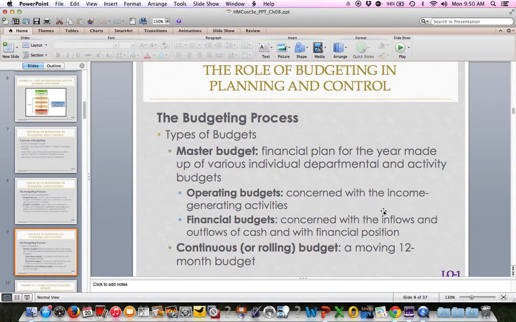An operating budget is more income generating, and the financial budget is more dealing with your cash. What's your cash coming in, what's your cash going out, and what's your financial position. But you can literally budget for every financial statement, and those financial statements are your income statement, statement of equity, balance sheet, and cash flow. Just know you could do that if you would like to take it that far.